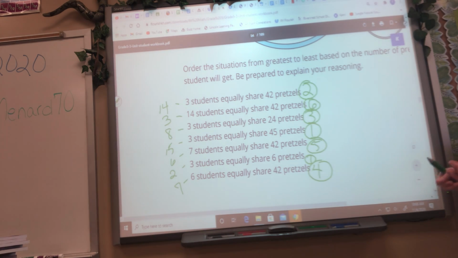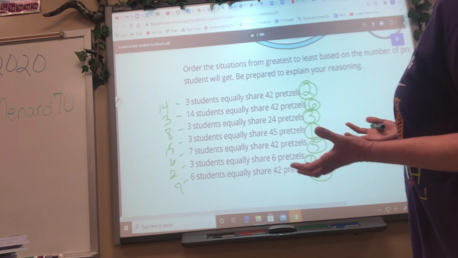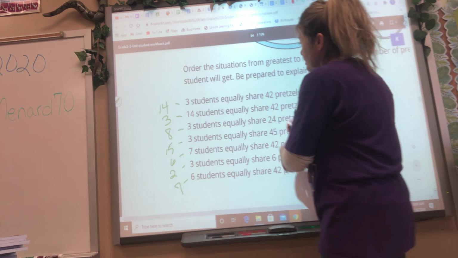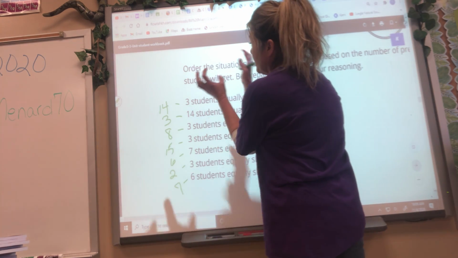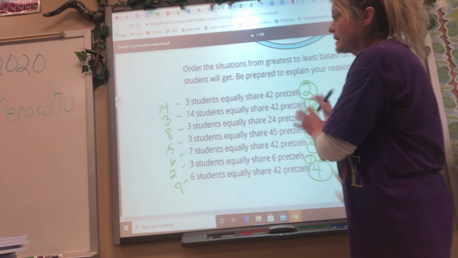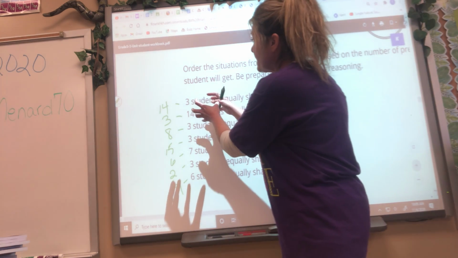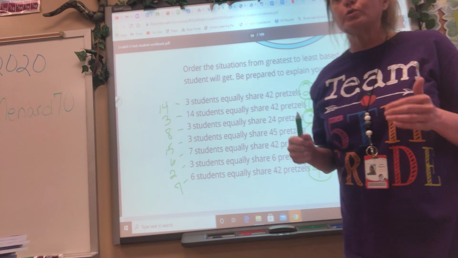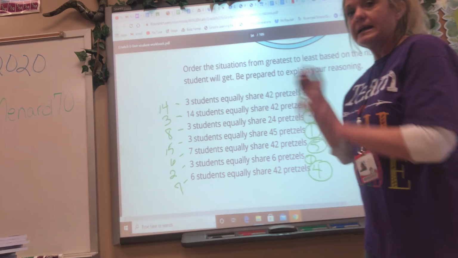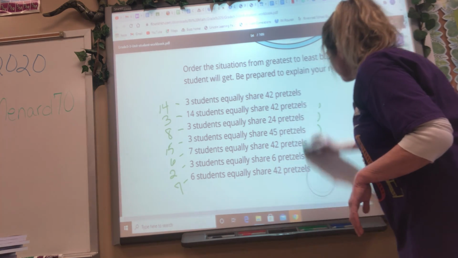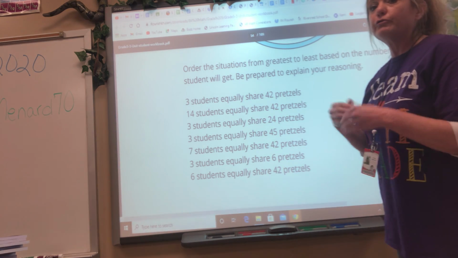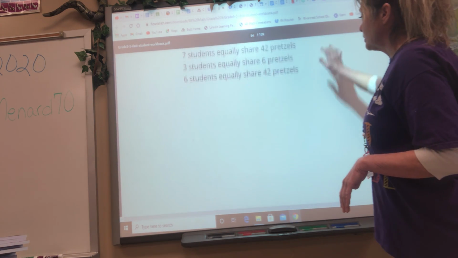Okay, so again, all we're doing is looking at that mental reasoning of our higher dividend. When you go from a low number divisor to a higher number divisor, if you have that same dividend, the lower your divisor, the higher your quotient, which is the final answer. We're just recognizing that pattern. The more times we divide something up, the fewer each person's going to get.